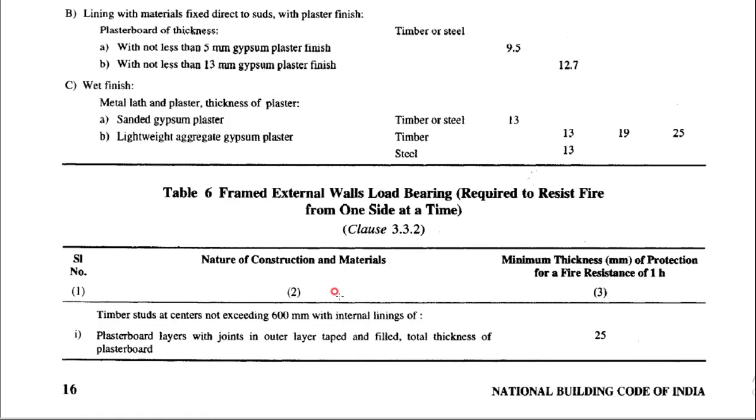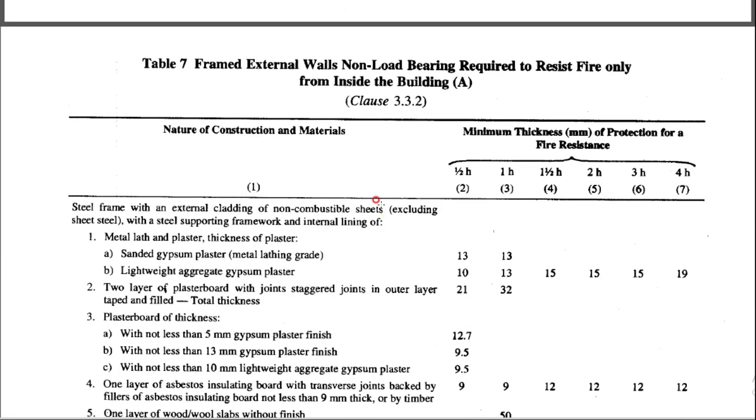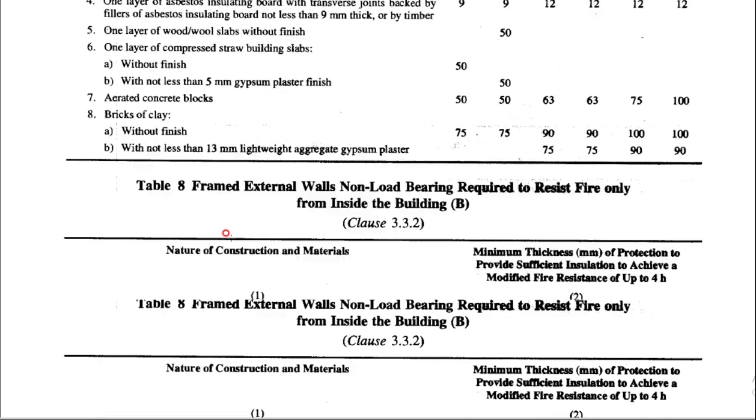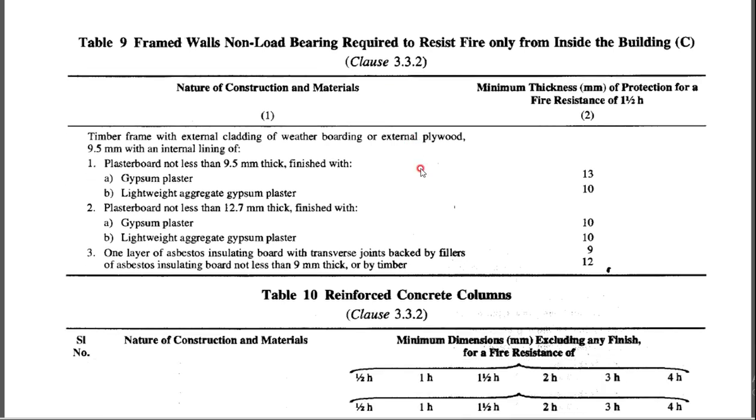Okay, similarly for framed external walls. This is for framed external walls with non-load bearing. So for different fire ratings, what are the minimum thicknesses, like that they are mentioned. Just go through this one. These are not important, but for your understanding it is very good.